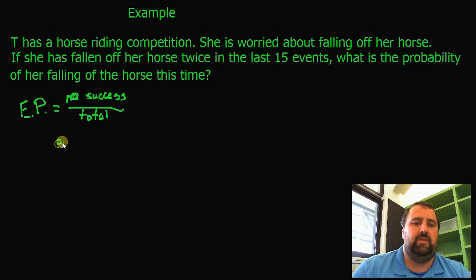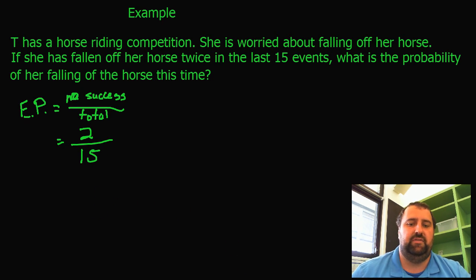So the thing to notice here is that success doesn't necessarily mean success or winning. It generally means what we're looking for, okay? So in this case, we're looking for times she's fallen off, which is 2. Even though that would be considered not successful in this, it's still counted as successful for the probability. So her probability is 2 out of 15.